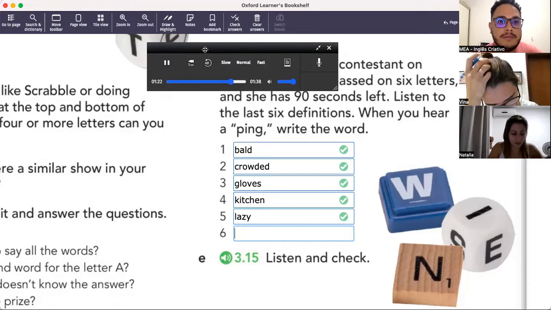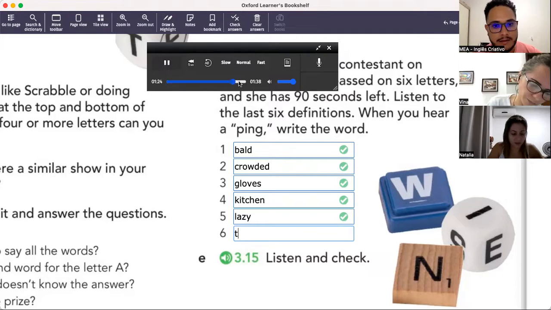It begins with T. It's a thing with a screen that you can watch shows and movies on.